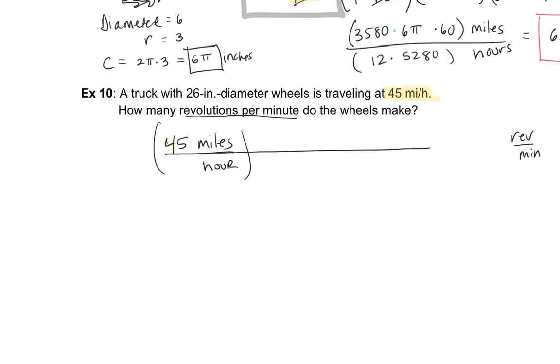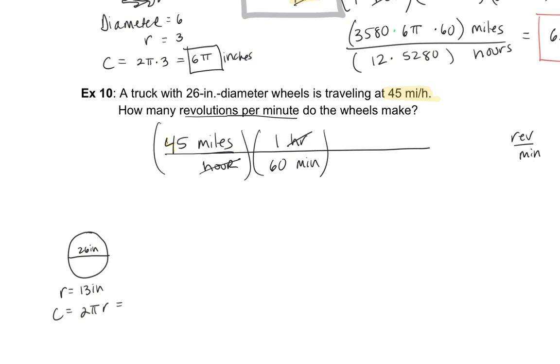Okay, so I don't want hours. I want hours to cancel. That means that my unit fraction here needs to have 1 hour in the numerator. That's the same thing as 60 minutes. Now I don't want miles. I want revolutions. Well, let's do a little picture here. Okay, our wheel is 26 inches in diameter. That means the radius is 13 inches. And the circumference is 2 pi r, which is 2 times pi times 13. That is 26 pi inches.